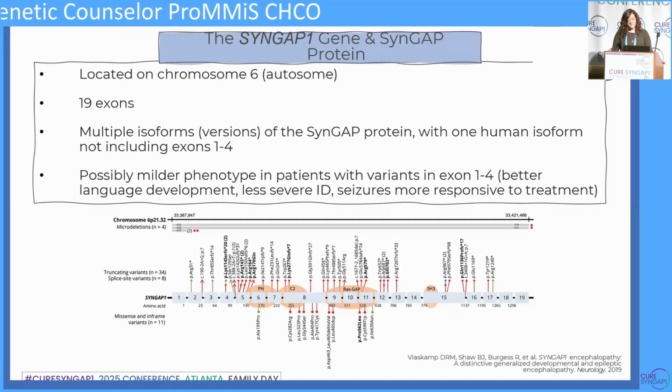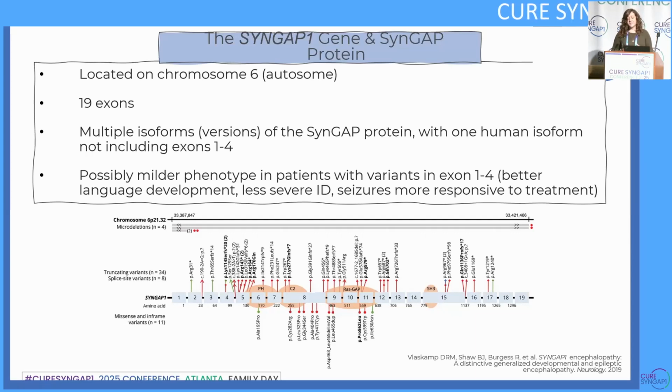So this is a schematic of what the SYNGAP1 gene looks like. It's made up of 19 different exons, and exons are sort of units within that gene. We often describe them as cars on a train. And when the body reads that DNA code to make that final protein product, it's taking all the in-between information, cutting out the exons, and putting them back together to make that protein.